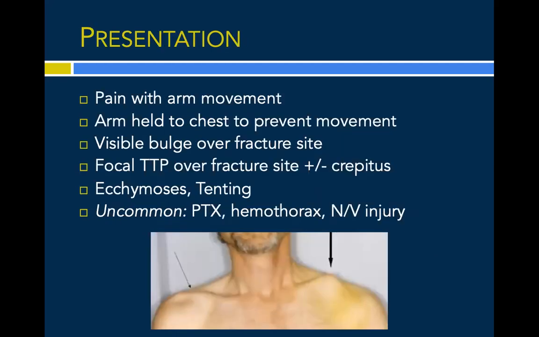In terms of presentation, they will have pain with arm movement. Typically, the arm is held to the chest to prevent any movement. They may have a visual prominence over the clavicle at the fracture site. They'll have focal tenderness to palpation, oftentimes with crepitus. They can have ecchymoses and skin tenting, and uncommonly pneumothorax, hemothorax, or neurovascular injury to the subclavian vessels and nerves running right there.